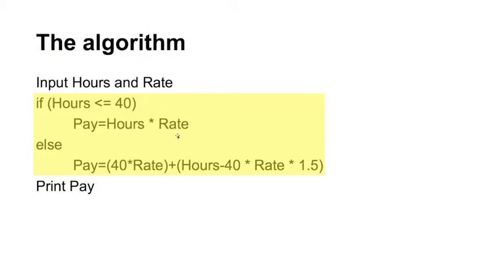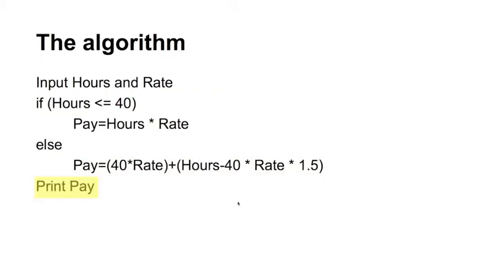In all cases, one of those things is calculated, and you'll notice that we deal with one situation where they've worked with 40 or fewer hours with a specific condition, and then let the else deal with everything else. And this is a very powerful structure as it allows us to generalize the algorithm to many possible inputs.